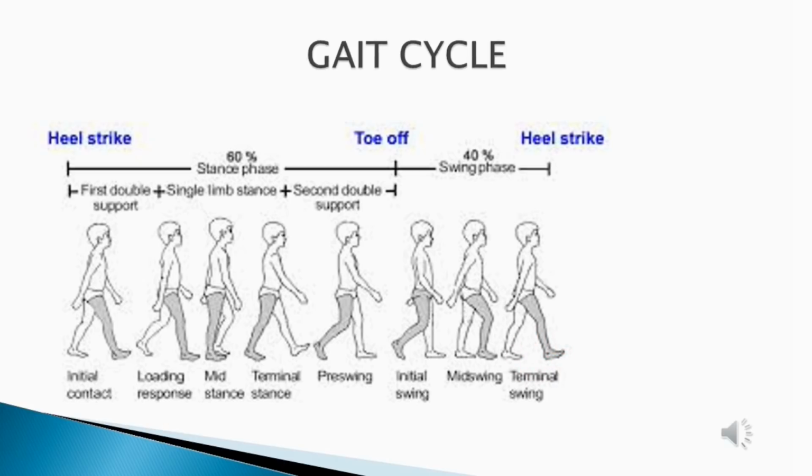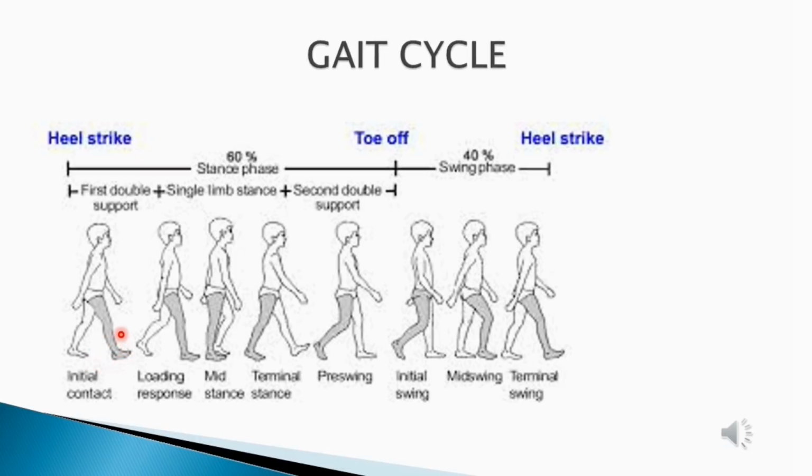So let's break down some of these sub-phases of either the stance phase or the swing phase of the gait. Okay, so with the stance phase of gait, we have 5 basic sub-phases, which begin with the initial contact at heel strike.